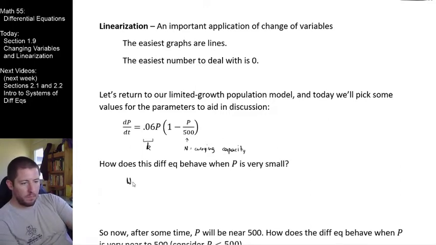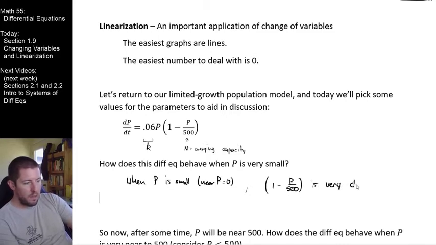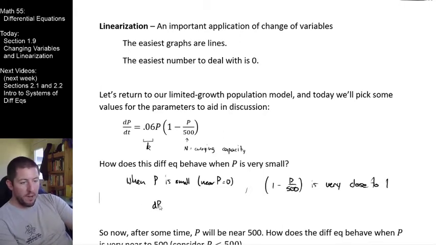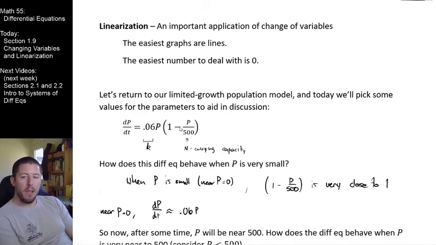If P is very, very small, near p equals 0, our 1 minus p over 500 is very close to just being 1, right? It seems like when our p value is very near to the equilibrium at p equals 0, which we can easily see visually right here without doing any math, with equilibria at p equals 0 and p equals 500, this whole second term is just like 1. And so therefore, it seems like our differential equation near p equals 0, dp dt, is sort of like just 0.06p, right? Because it's being multiplied by a number that's super close to 1. So we're coming up with an approximation.